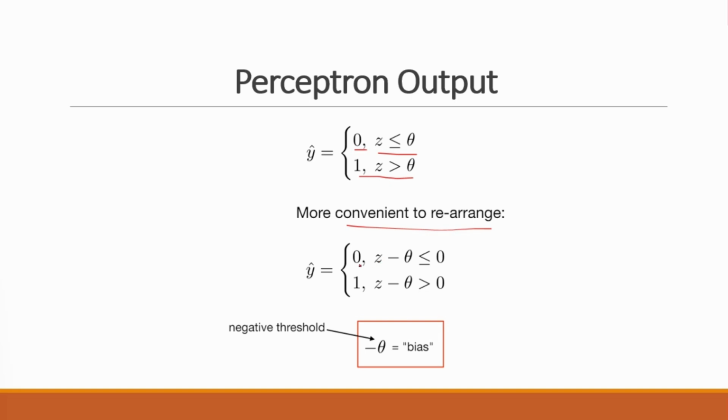We are now applying the mathematical operation minus theta on both sides. So we are bringing theta onto the left side, and what we get is we return 0 if z minus theta is smaller or equal to 0, and we return 1 if z minus theta is greater than 0. So this is, I would say, our more convenient notation here. And if you think about it like that, you can think of the negative threshold, this part here, as a bias.